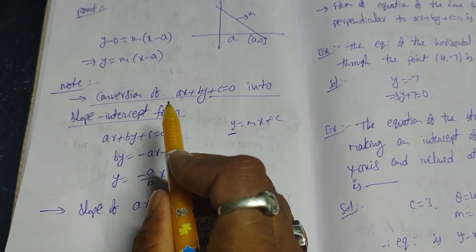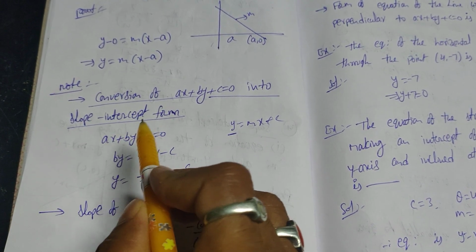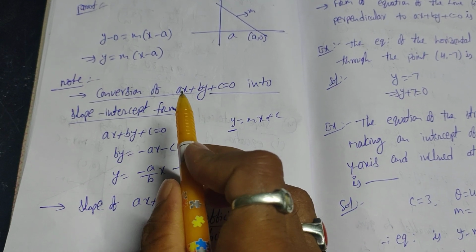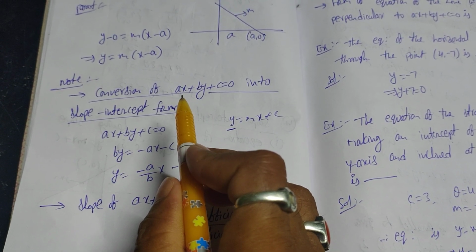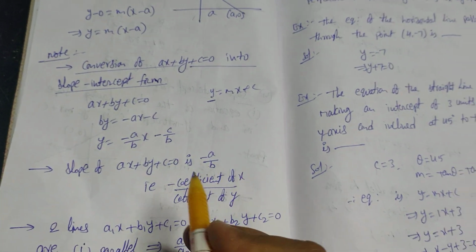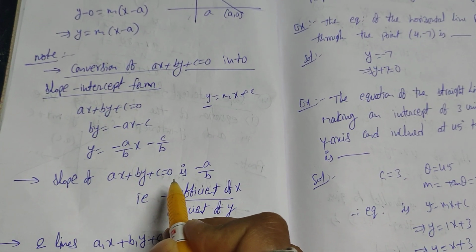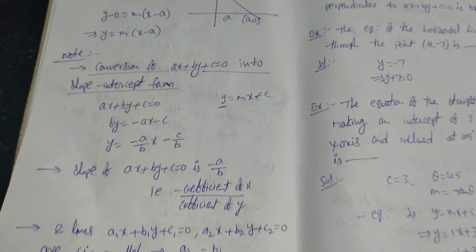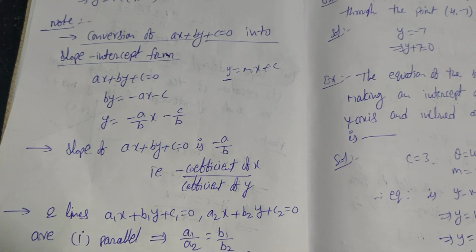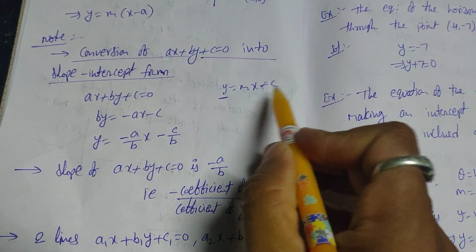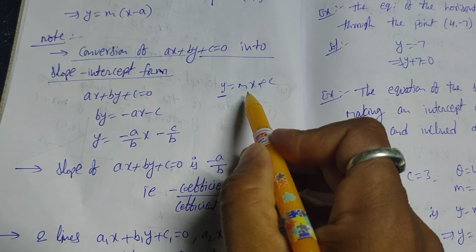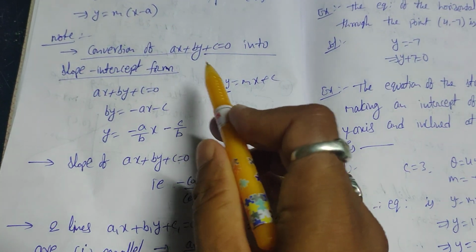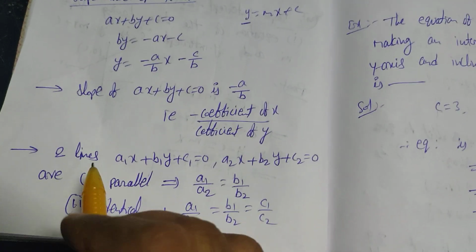So for ax plus by plus c is equal to 0, the slope is always minus a by b. That means minus coefficient of x by coefficient of y. Very, very important. So the slope of ax plus by plus c is equal to 0 is minus a by b. If you have it directly in the form y is equal to mx plus c, the coefficient of x is the slope. If it is in the form ax plus by plus c is equal to 0, the slope is minus coefficient of x by coefficient of y. Very, very important.